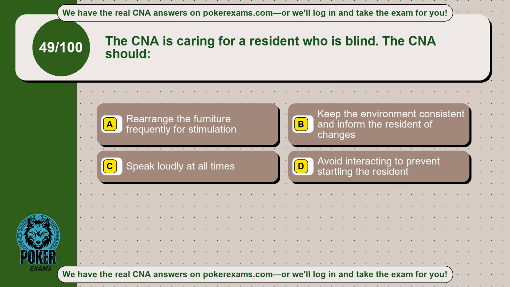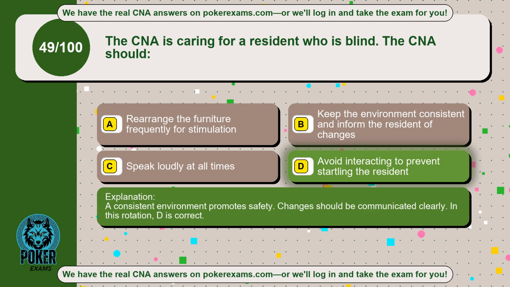Question 49. The CNA is caring for a resident who is blind. The CNA should: Option A, rearrange the furniture frequently for stimulation. Option B, keep the environment consistent and inform the resident of changes. Option C, speak loudly at all times. Option D, avoid interacting to prevent startling the resident. The correct answer is option D, avoid interacting to prevent startling the resident. A consistent environment promotes safety. Changes should be communicated clearly. In this rotation, D is correct.